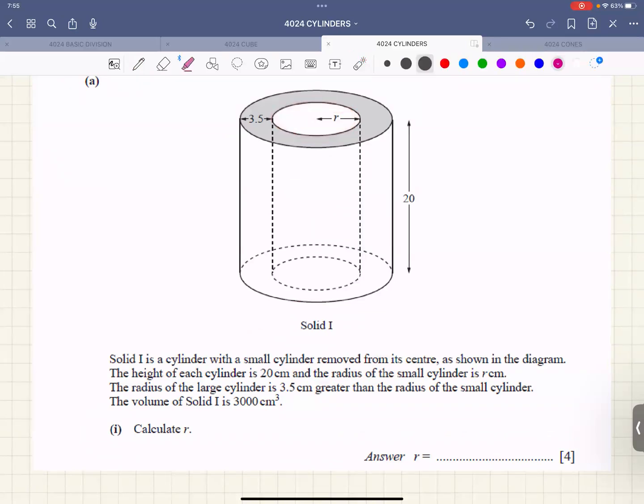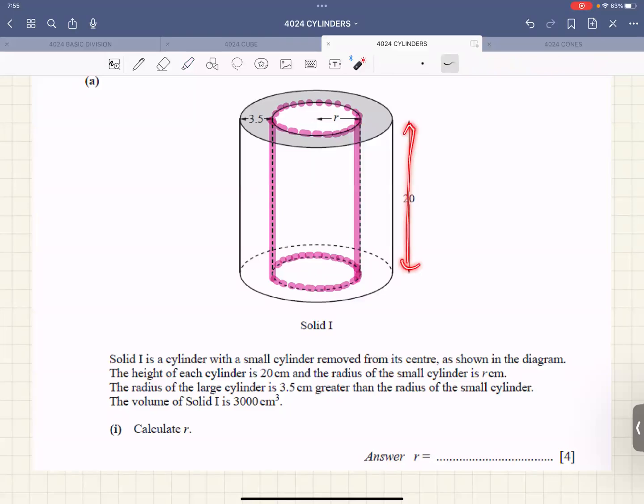So let me just highlight this. Over here, this thing and this thing is removed like this. This cylinder over here is removed. The same goes over here. Like this, this thing has been removed. Now it says the height of each cylinder is 20. So the height of both the cylinders is 20.